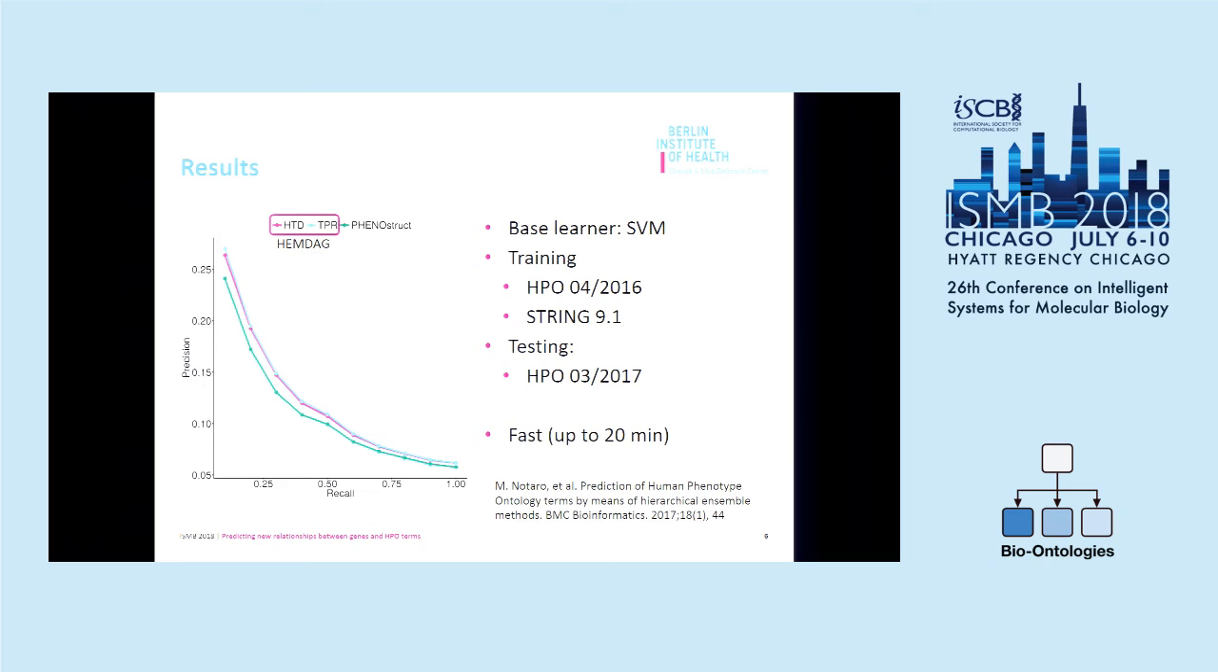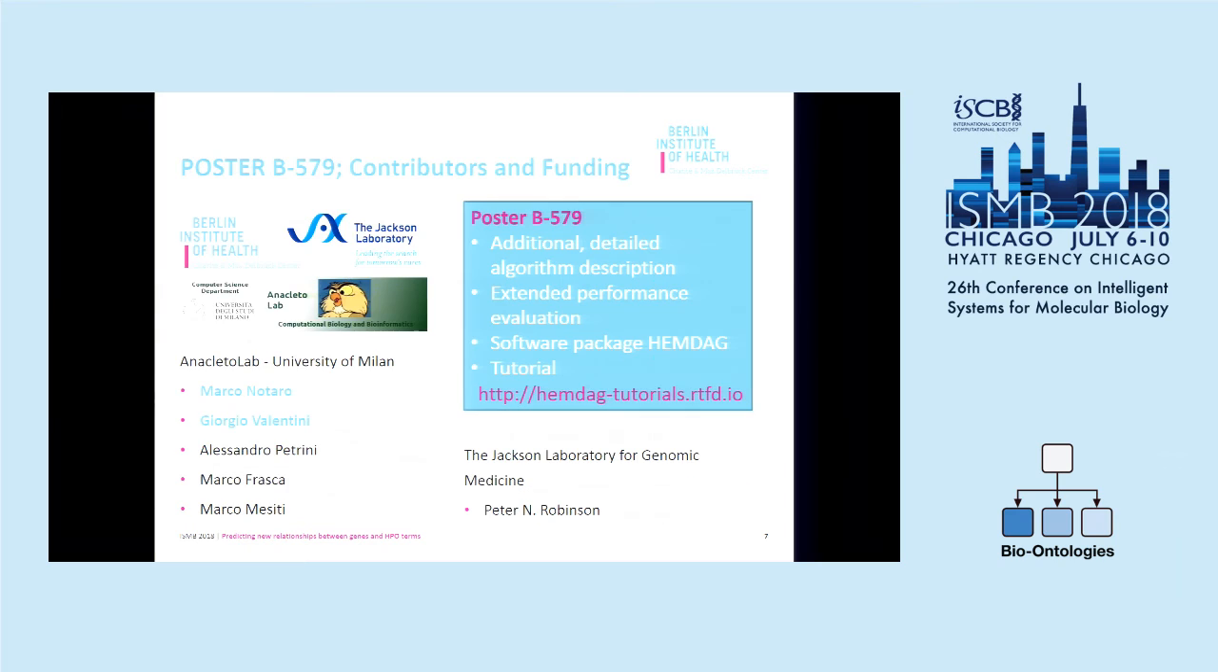We trained on the old Human Phenotype Ontology using the STRING database and then tested on a new phenotype ontology with the new annotations. And the good thing about the HEMDAG software is that it's really fast. It took about 20 minutes for this purpose. I think Phenostruct takes 18 hours or so. So you don't have to wait too long here.